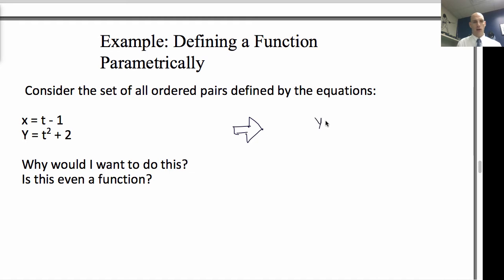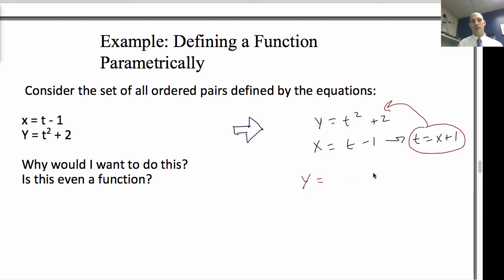Okay, and so if I look at what this actually means, check this out. If I look at y being t squared plus 2, and x is equal to t minus 1, this means that t is equal to x plus 1. Well, what can I do here then? Check this out. If I can define what t is, this is like solving systems of equations. I can plug it back in. And so y is actually equal to x plus 1 squared, because that's what t was, plus 2. And so y is actually equal to x squared plus 2x plus 1 plus 2 is equal to x squared plus 2x plus 3.